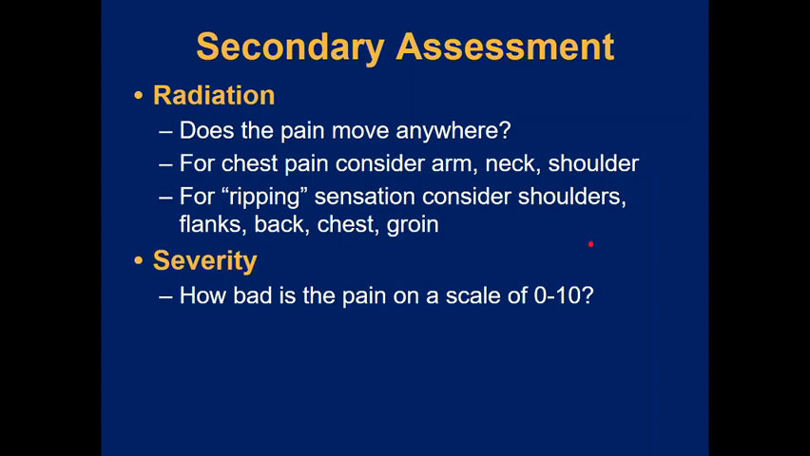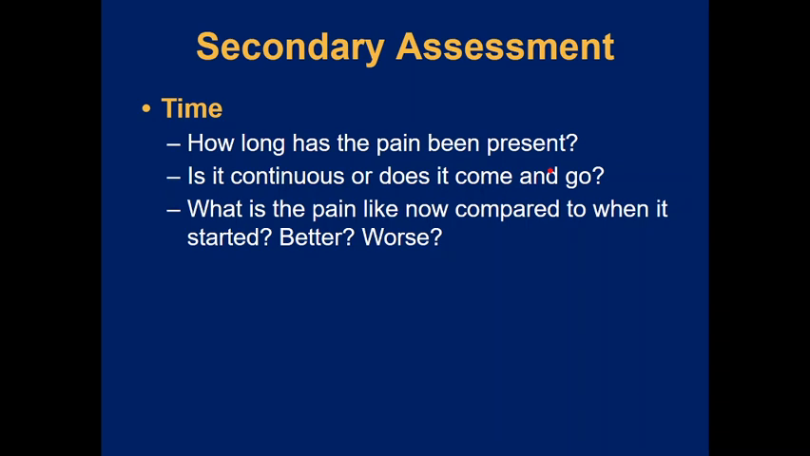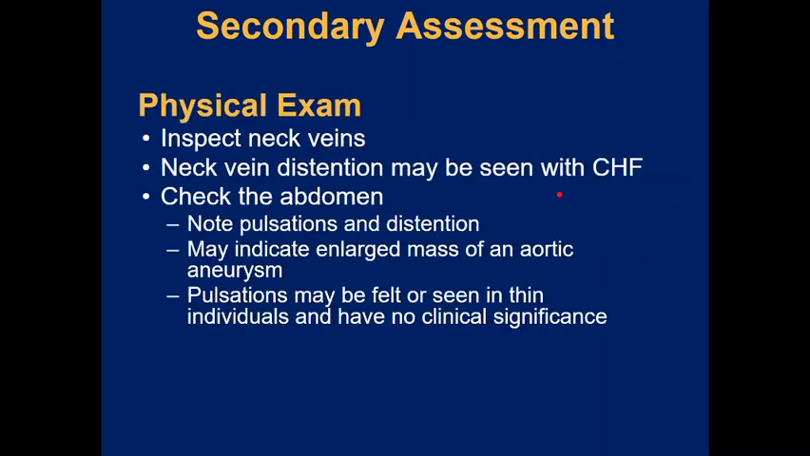Radiation: does it move anywhere? Cardiac pain, that visceral pain, if it moves, that could be concerning. Severity: zero out of ten. Time: how long has it been going on? Does it come and go? Maybe they were mowing the lawn, had pain, sat down, it went away, they went back to mow the lawn, and it came back, and now it's persistent. That cadence of symptoms is important to know. Is it better or worse in this kind of sequence?